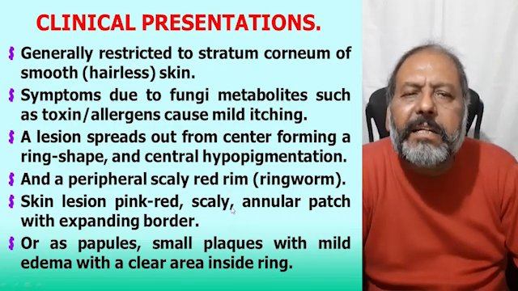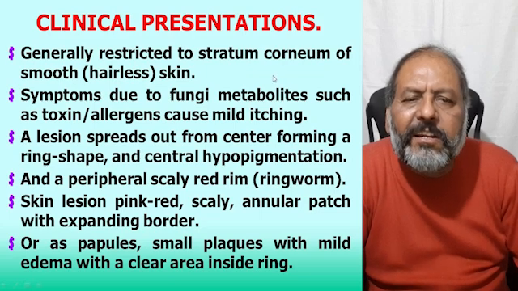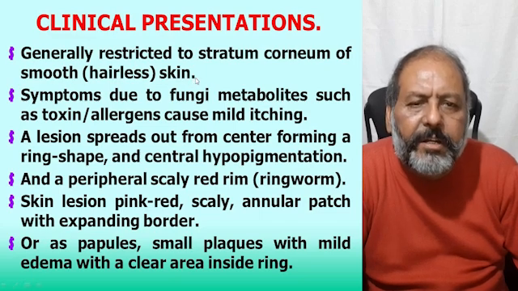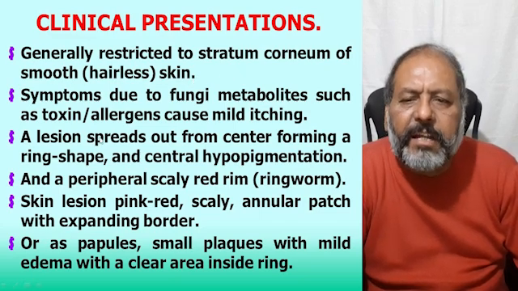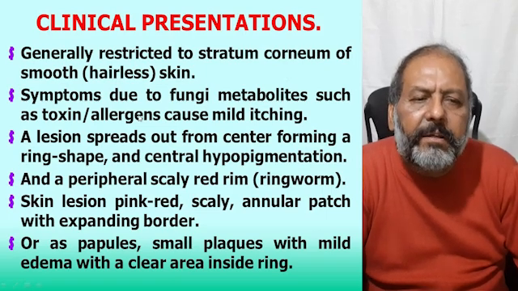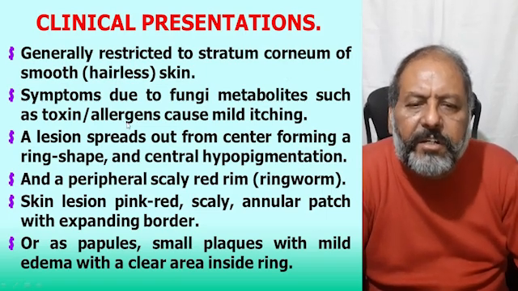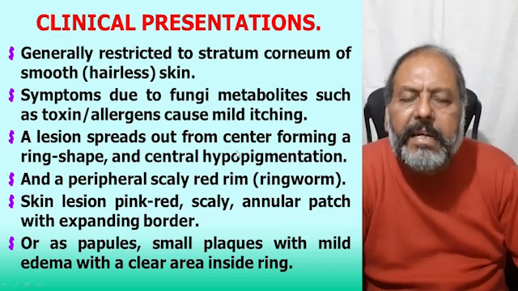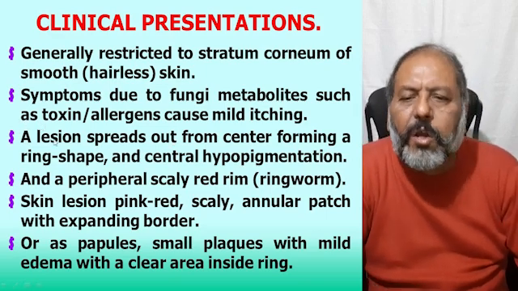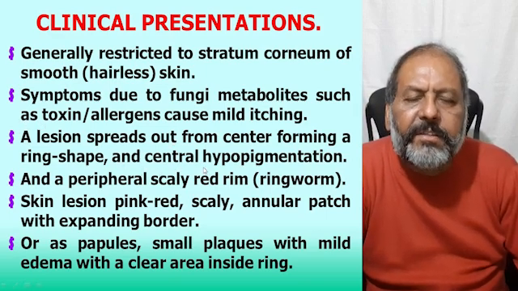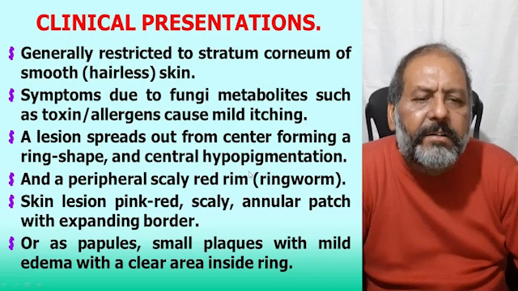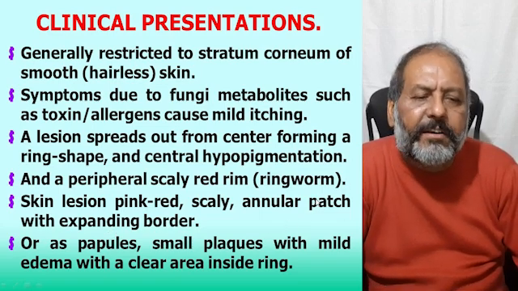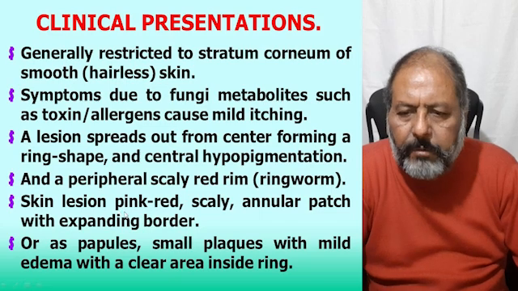Now, what is the clinical presentation of the disease? Generally restricted to the stratum corneum of the smooth, hairless or glabrous skin, not going deep to the dermis usually. Symptoms are due to the fungal metabolites such as the toxins and the allergens released by the fungi that cause mild itching. A lesion spreads out from the center, forming a ring-shaped appearance, and there is a central clearing area and central hypopigmentation. And there is a peripheral scaly red rim which gives you the appearance of ringworm.